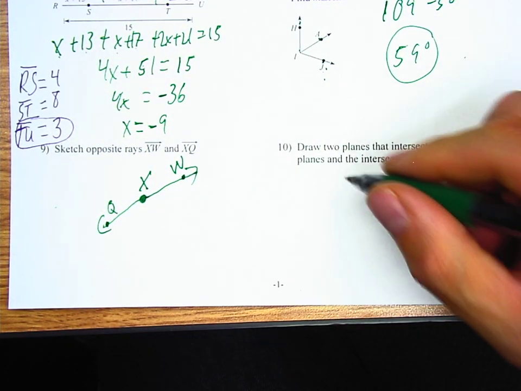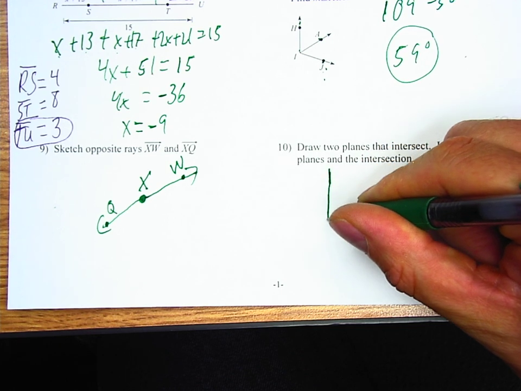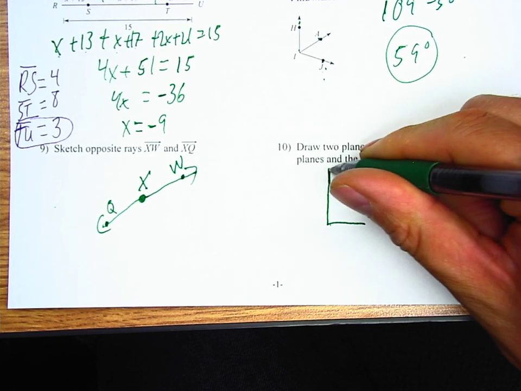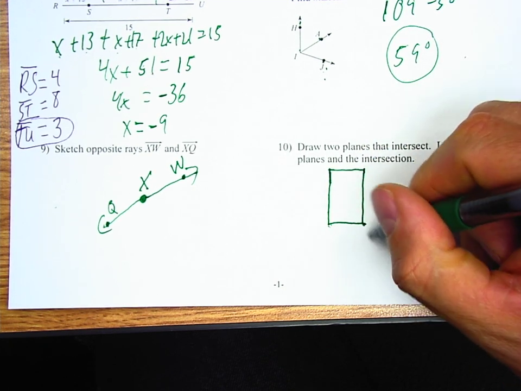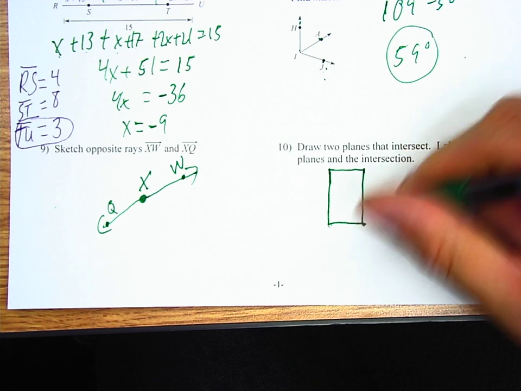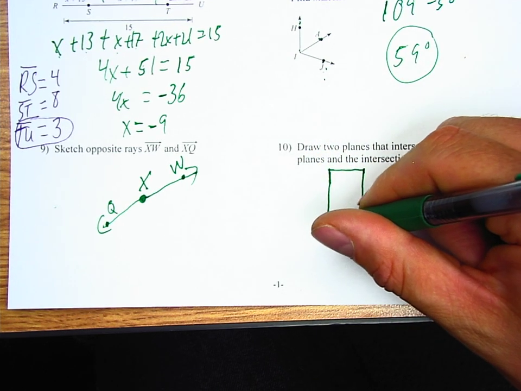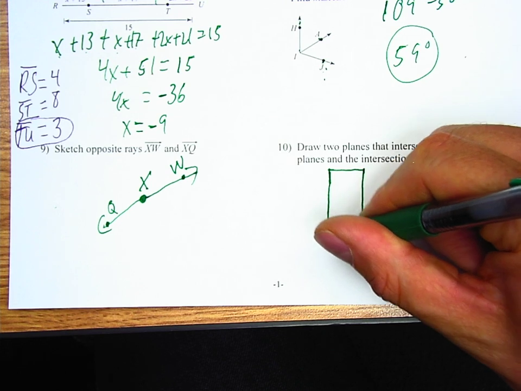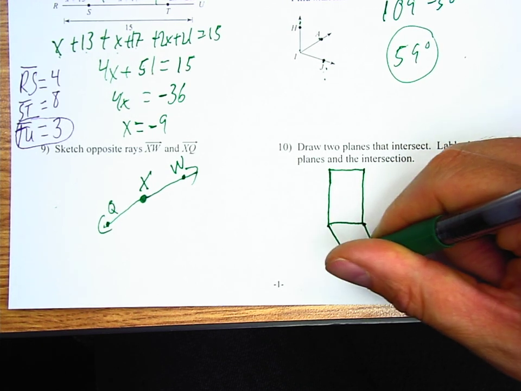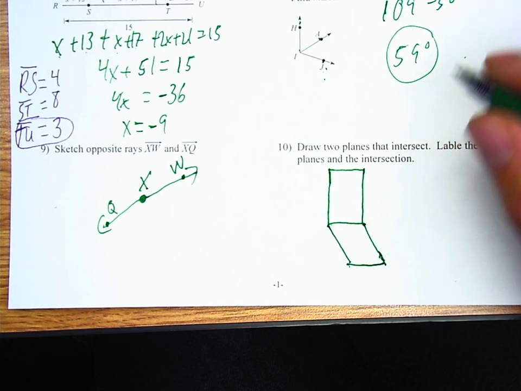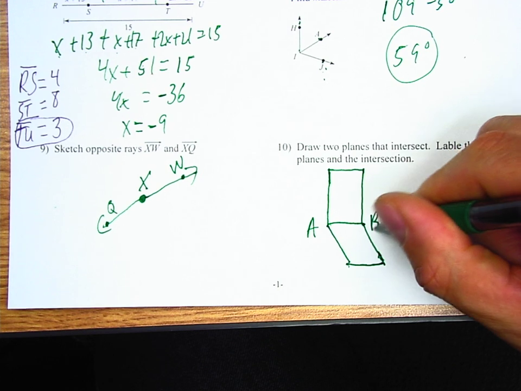Two planes that intersect. So I can draw it with one plane vertical, for example, like this, and then one plane coming off to the side this way, or towards the back, or towards the left. I can draw it pretty much any direction I want to. I'll choose to draw it at an angle, just because I think it looks prettier. It does say to label the intersection. So this is intersection AB.